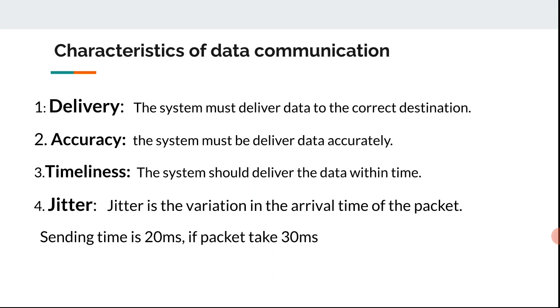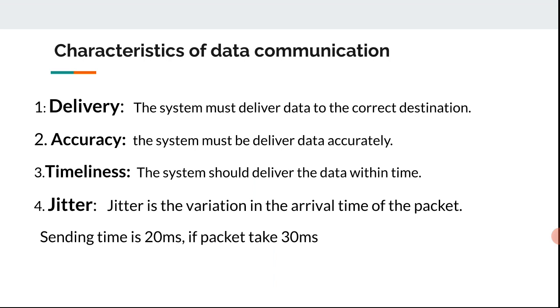Number one is delivery. The system must deliver data to the correct destination. For example, when I want to send data to Bob, who is using a computer, my message will be sent to Bob, not to ABC or any other person. That is called delivery. The data must be sent to the right or required destination.